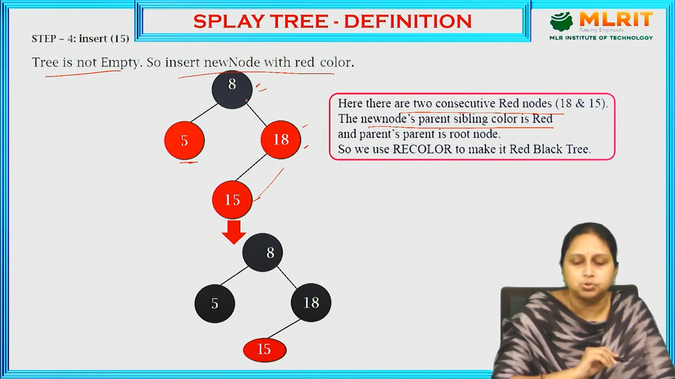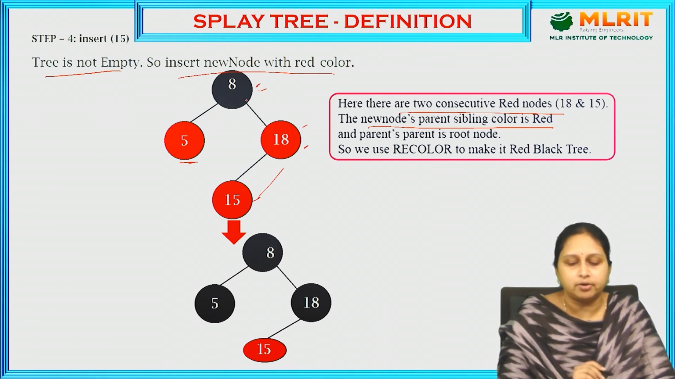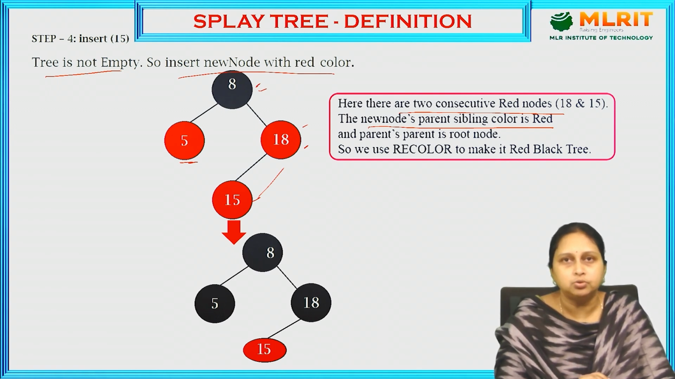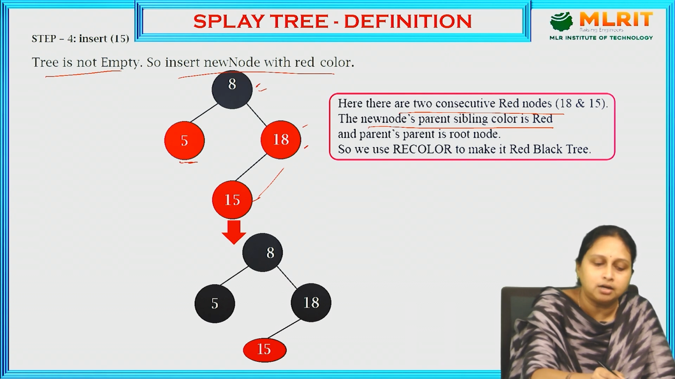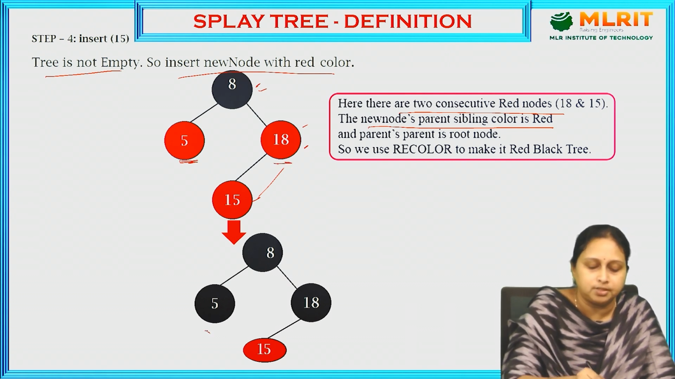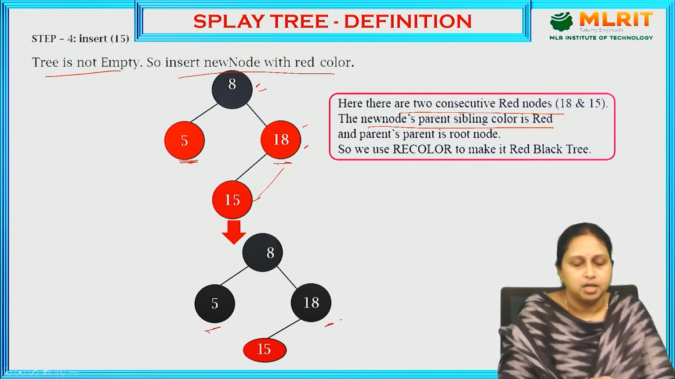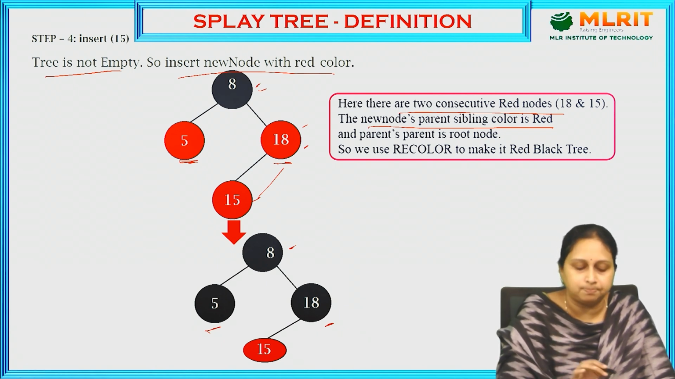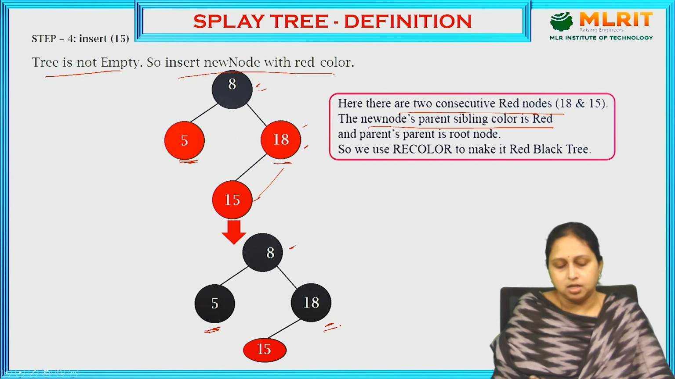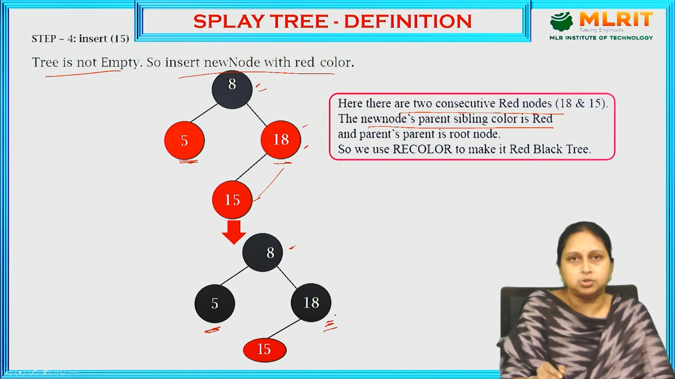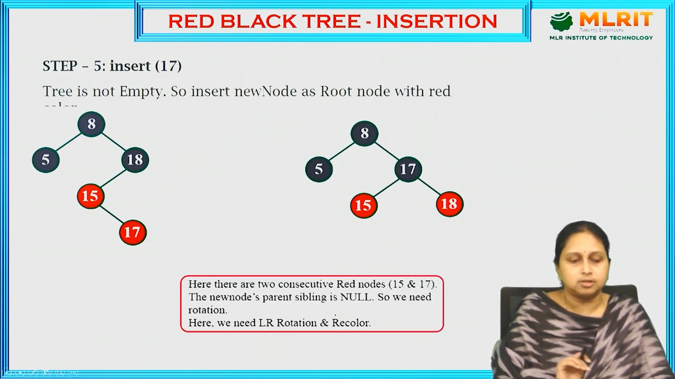The parent is the root node. So, what are we going to do? We are just going to recolor, to make it red and black. Right? Just recolor it. Which of them has to be recolored? These two have to be recolored. Why? Because we are not going to recolor the root node. The root node will be the same. Those which are in red color will be recolored. Because of that, you are going to get these two as black nodes.